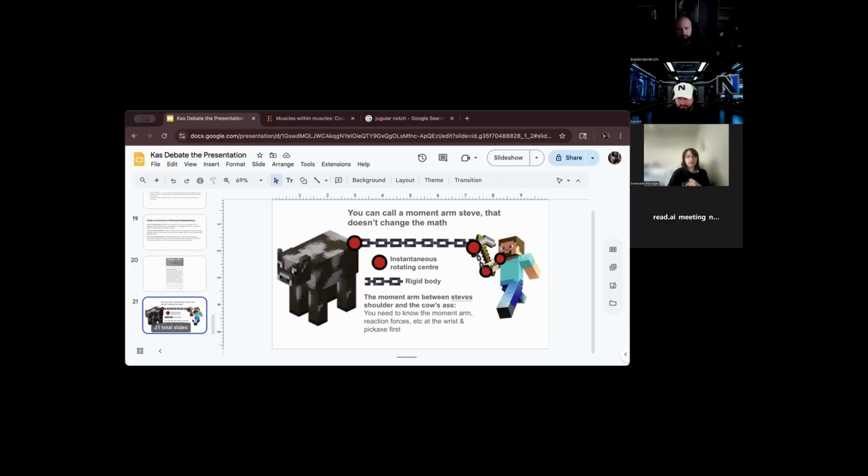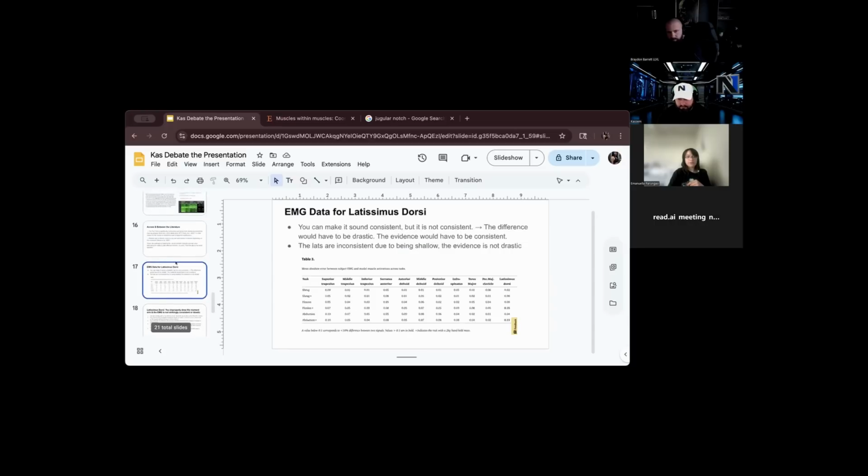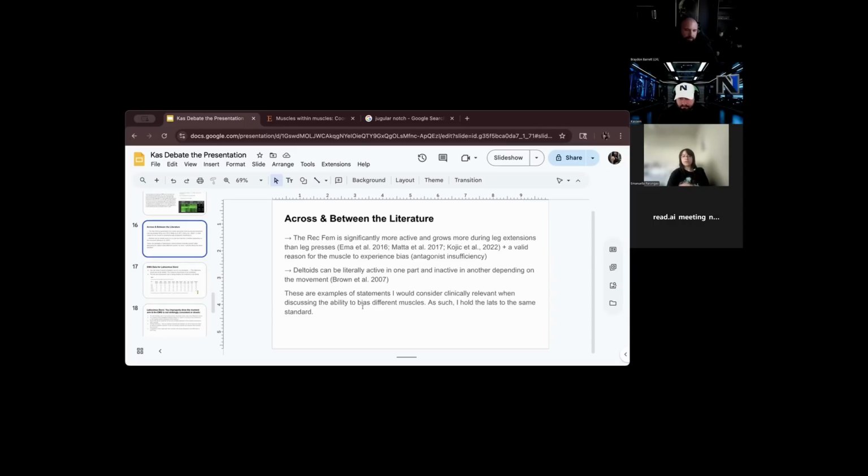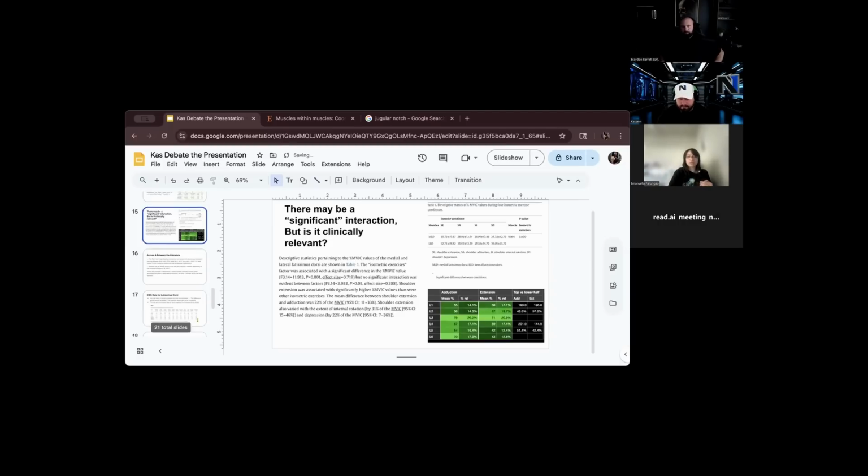And just to show you again, for example, the EMG data for the latissimus dorsi is not as significant. There is a large margin of error, and this is from one of the studies that I believe was actually using your model. And if you're reading across the literature between different muscles, even though the lats aren't necessarily the rec fem or the delts, you see drastic differences. You see a consistency throughout the literature, which I don't see with the lats. Even though there are differences, the effect size isn't as great. It isn't on or off. It isn't as black and white as you make it out to be, and the leverage data doesn't line up.